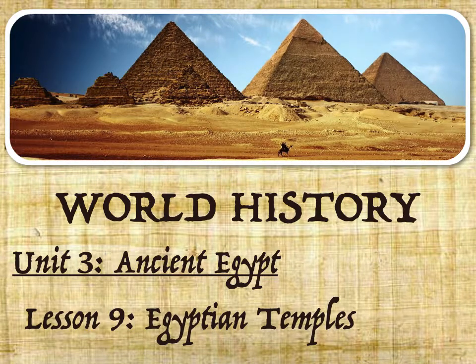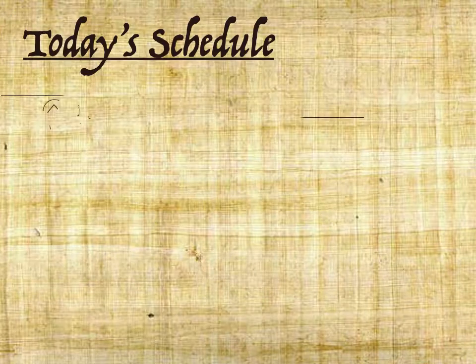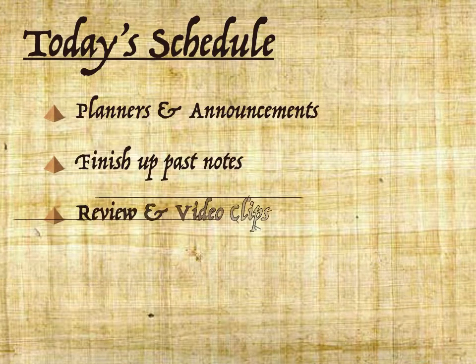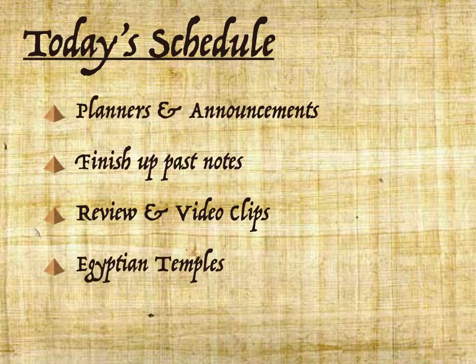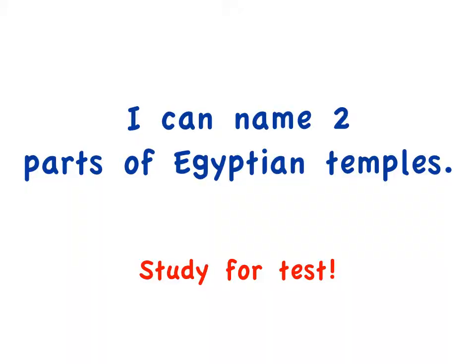All right, this is the last lesson of our Egyptian unit. Most of our time was spent reviewing and getting ready for the upcoming test, but we also talked about Egyptian temples and the architecture of Egyptian temples. So we finished up past notes, we reviewed, there's some video clips, we talked about Egyptian temples, and we watched the CNN 10 with any leftover time. The I can was I can name two parts of Egyptian temples.